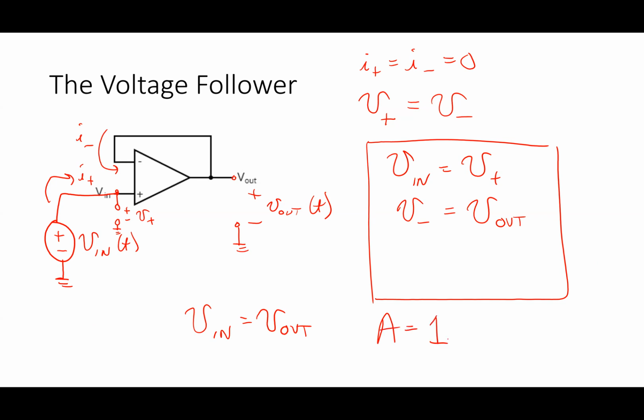So this is a voltage follower, sometimes called a buffer. Very easy circuit to analyze. Is it a stupid circuit? Seems kind of stupid, right? I put in an input voltage and I have an output voltage. They're equal to each other. Why would you ever build this thing?